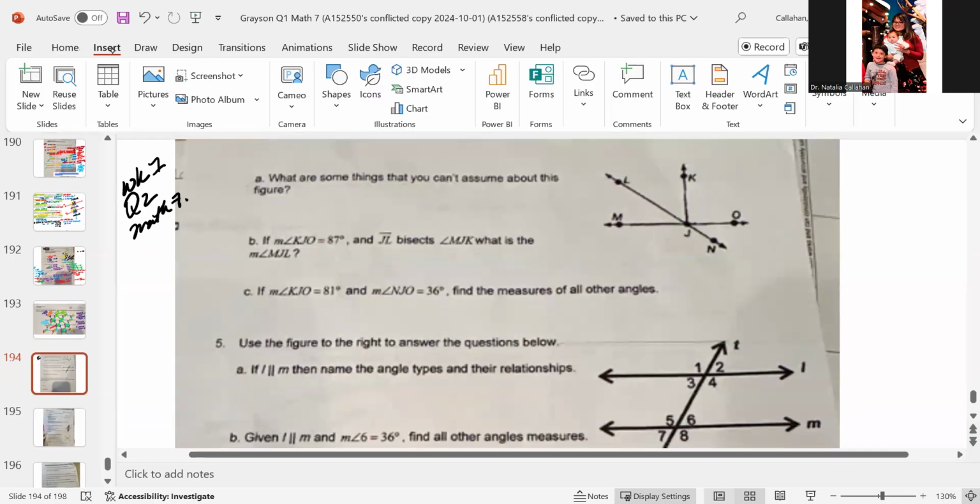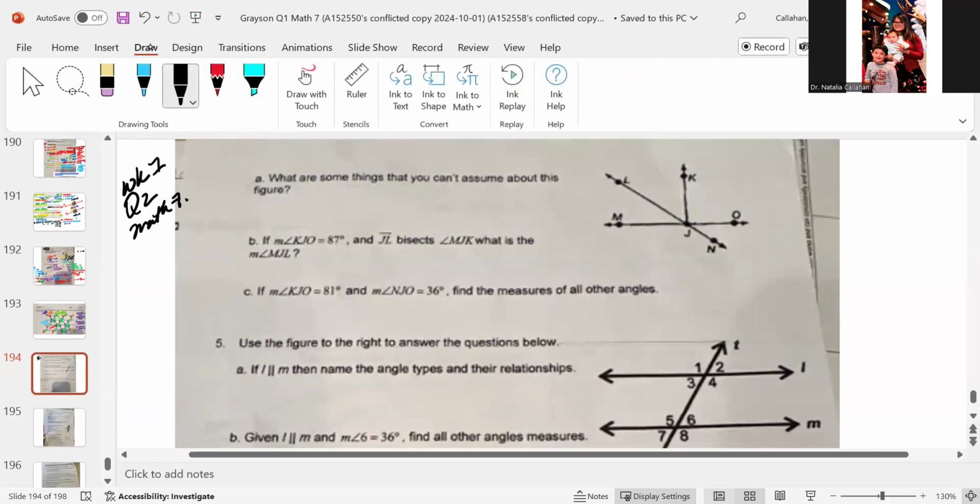One thing is you can't assume, because it doesn't have a right angle marked here, that angle KJO is equal to 90 degrees, which is a right angle. That's one thing, even though it kind of looks like it, right?